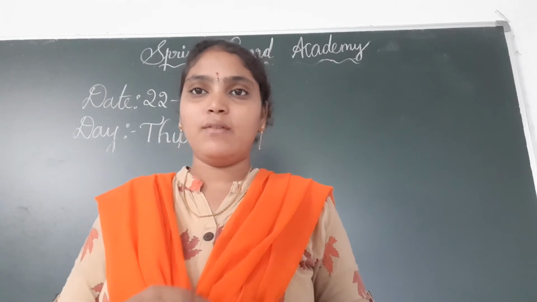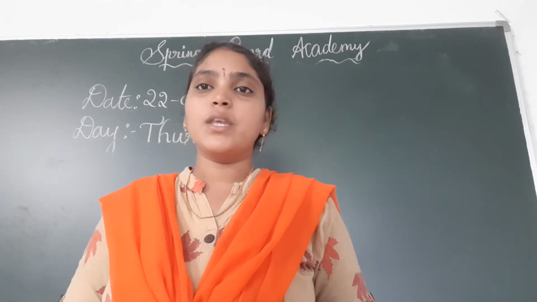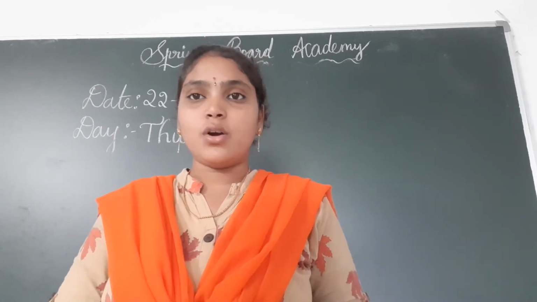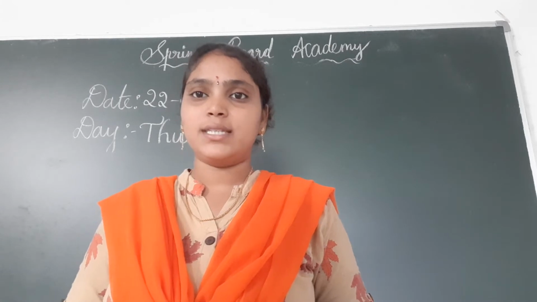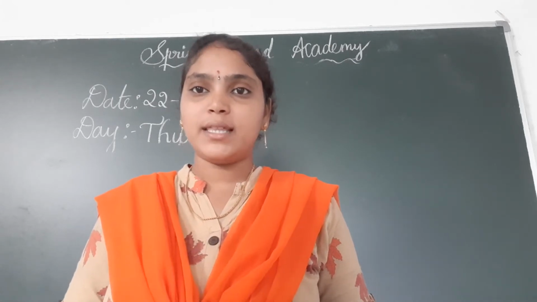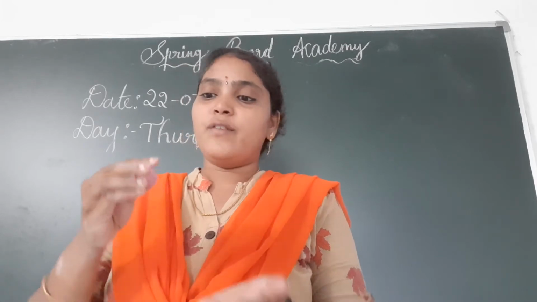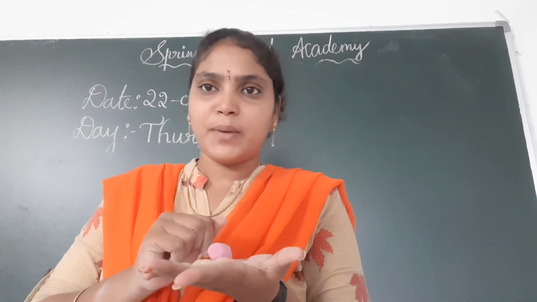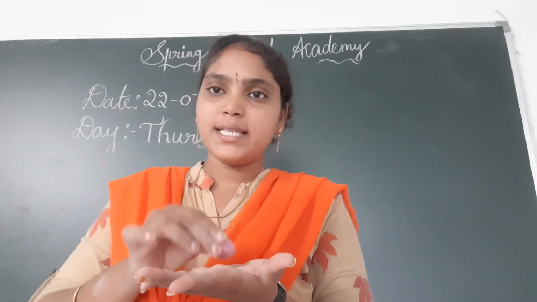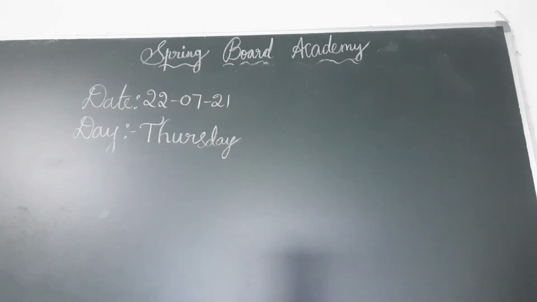So first I will explain, children, what solid shapes are. Solid shapes are objects that occupy some space. For example, if you place it on my hand, it occupies some space. Am I correct, children? So this is a solid shape.